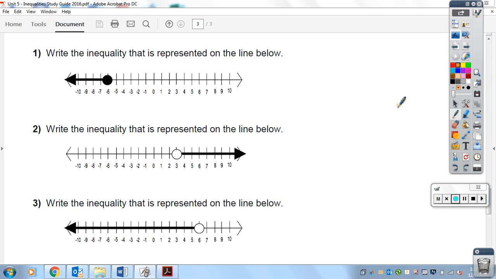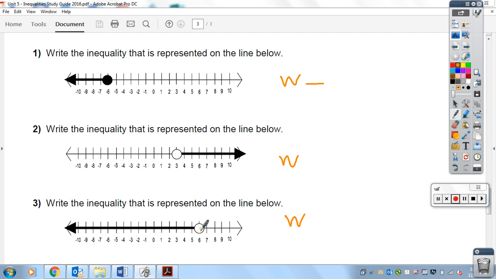Working backwards for 1, 2, and 3, to write the inequality that is represented in the line below, we can choose any variable we want, so I'll do W for all 3 of these. Is there a line underneath? Well, it's filled in, so there's a line underneath. Is there a line underneath? Well, it's open, so there's no line underneath. Open, so no line underneath.